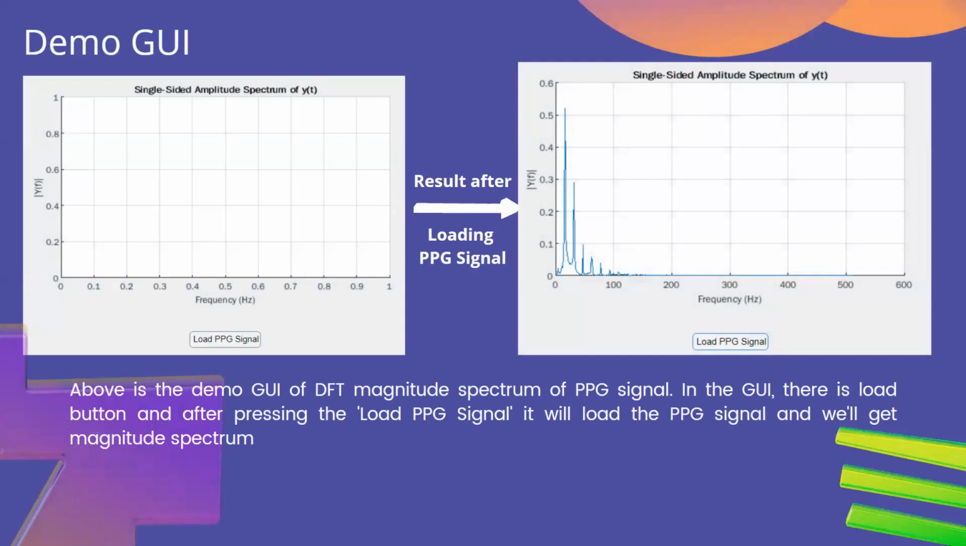So finally, we will look at the demo GUI. Above is the demo GUI of DFT magnitude spectrum of PPG signal. In the GUI, there is a load button, and after pressing it, it will load the PPG signal and we will get the magnitude spectrum as shown.